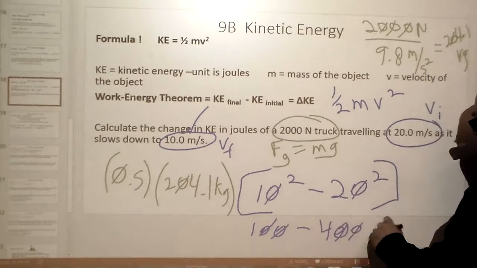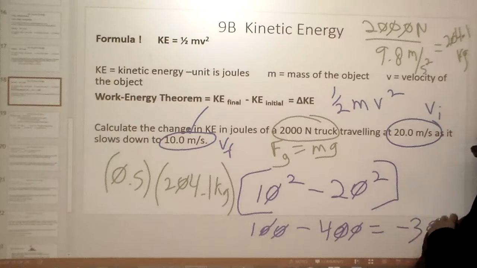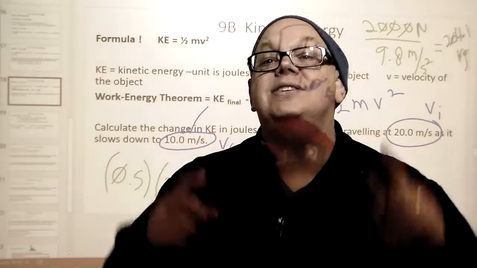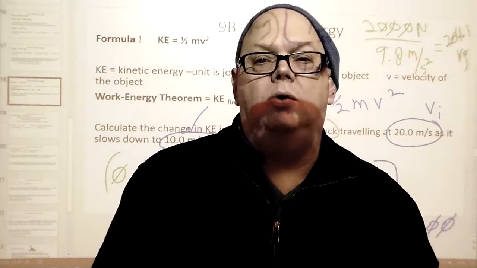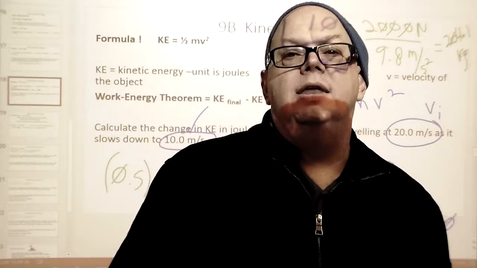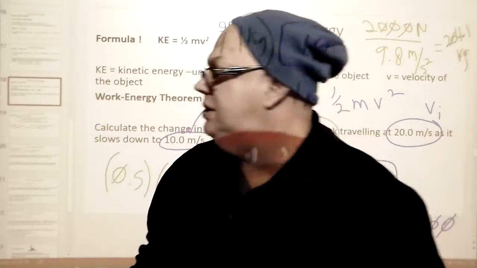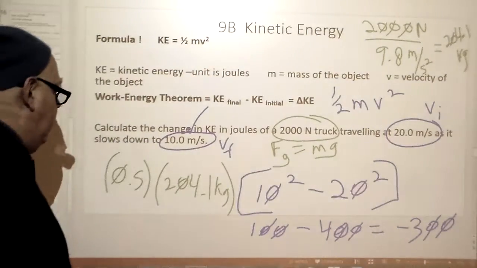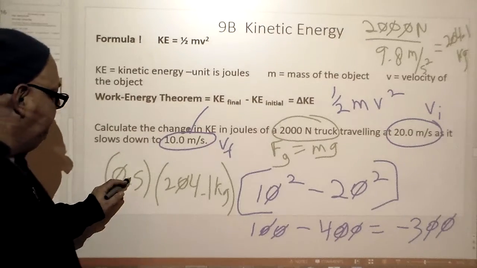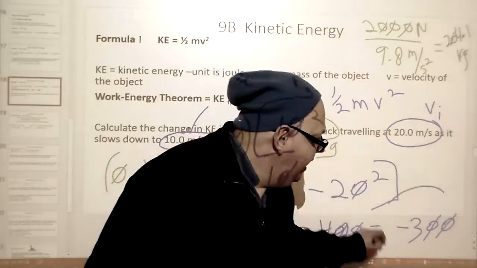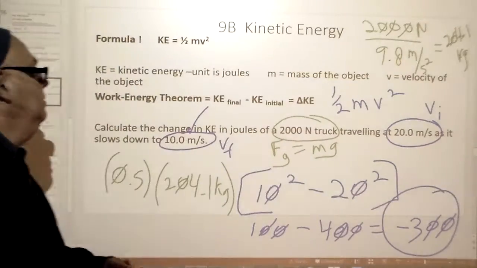Now you'd say, but wait, that's going to get us a negative number. You're right, and the negative is telling us the truck is slowing down. That's where the negative comes in. The negative is not a bad thing. It's telling us, hey, the truck is slowing down. All right, so now we've got 0.5 times 204.1 times negative 300.